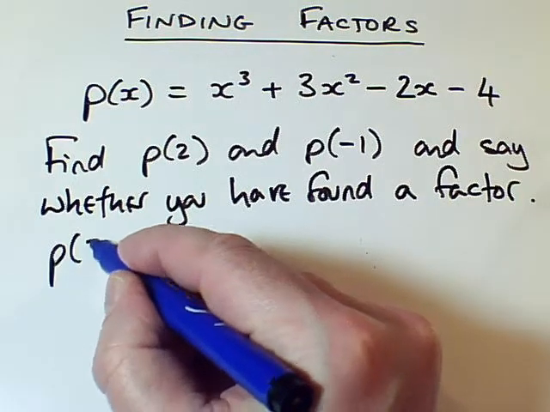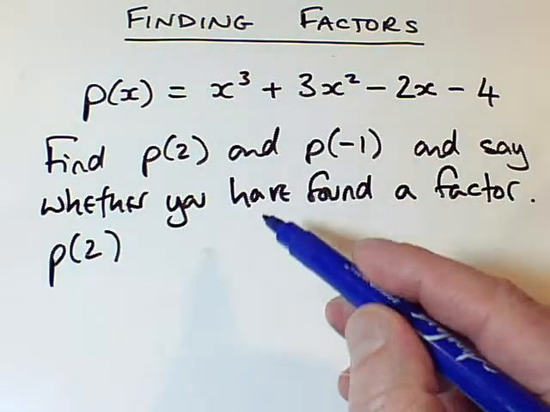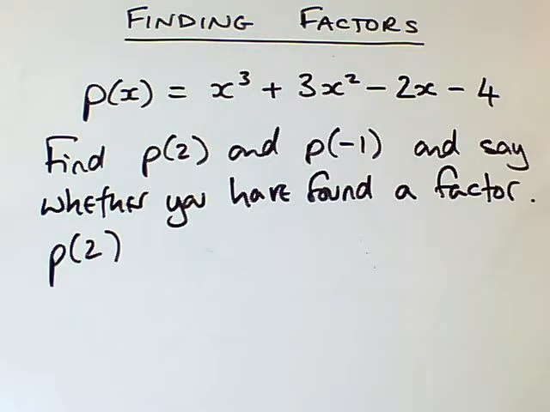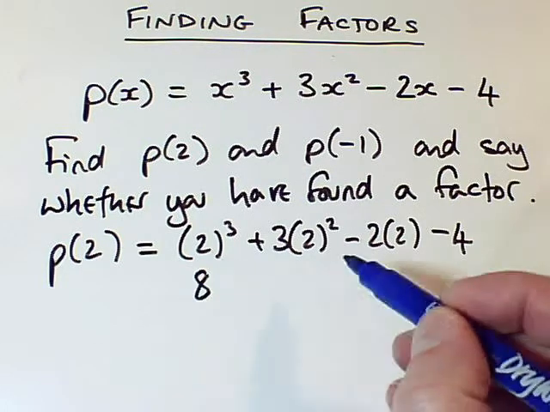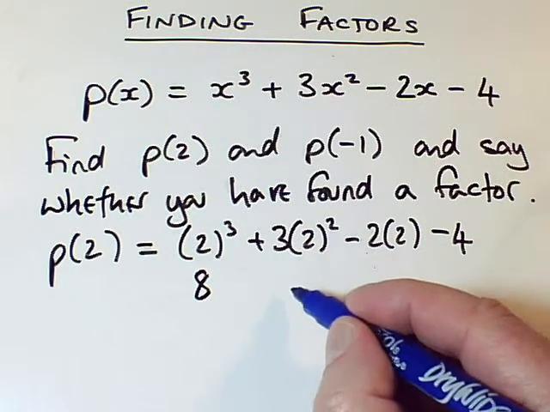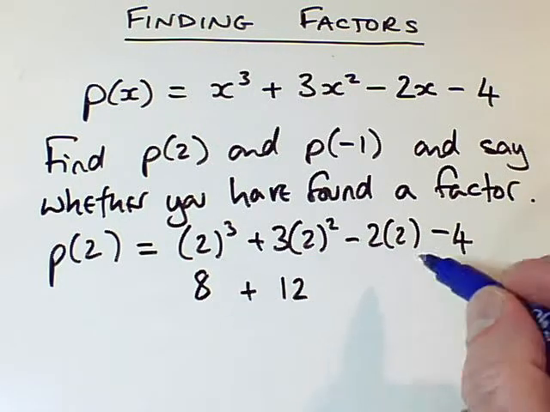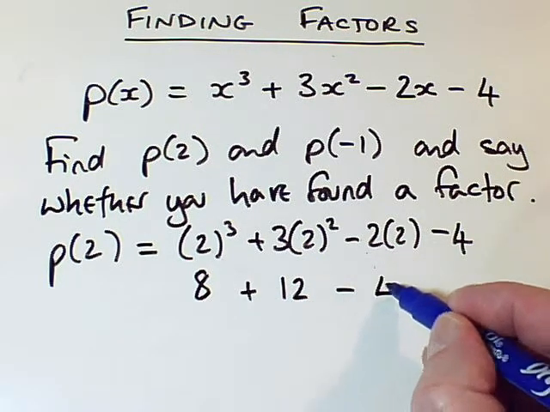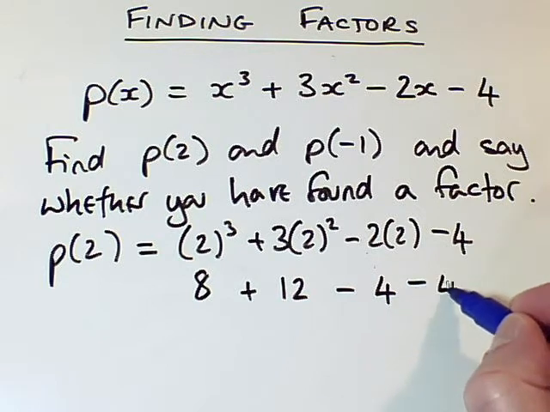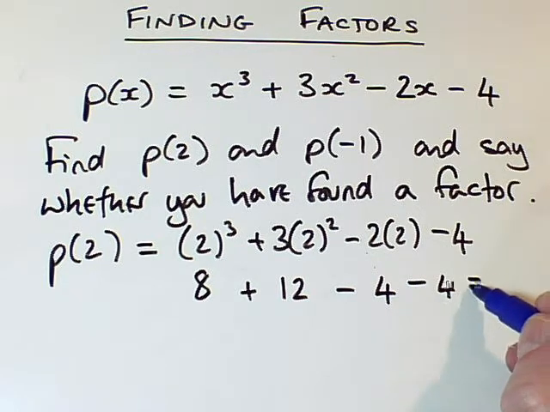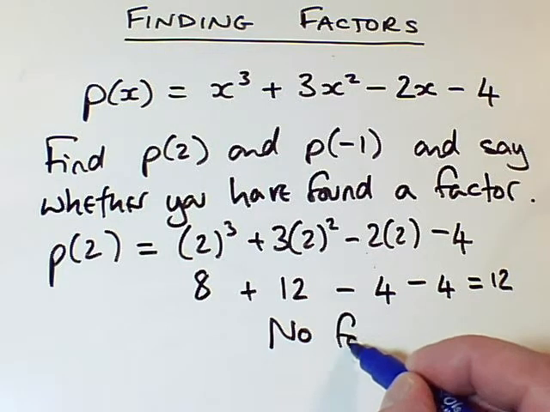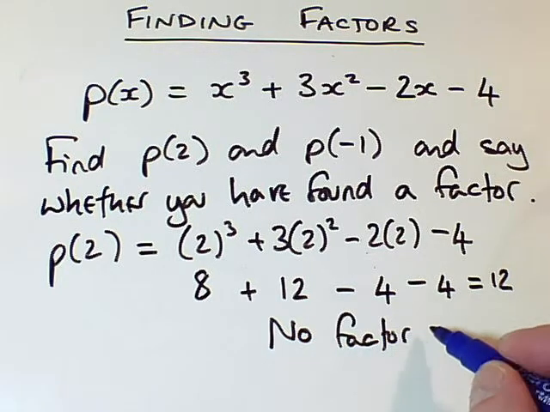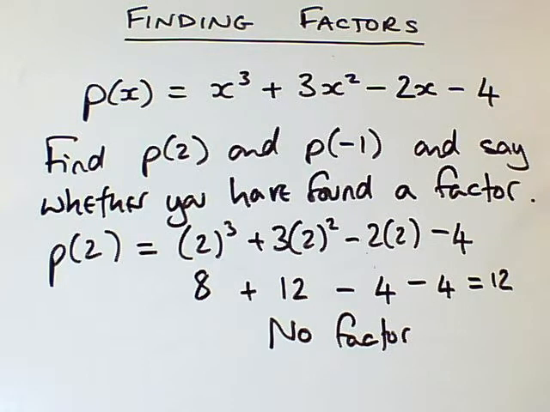So for P of 2, normal routine, all of the x's are going to become brackets with 2's in. And I know that 2 cubed is 8. I know that 2 squared is 4. When I multiply by 3, I'm going to get 12. 2 2's are 4, so take away 4 and take away this other 4. And the answer here is 12. Okay, so we haven't found a factor, because we need to get 0 in order for it to be a factor. So let's try the other one.